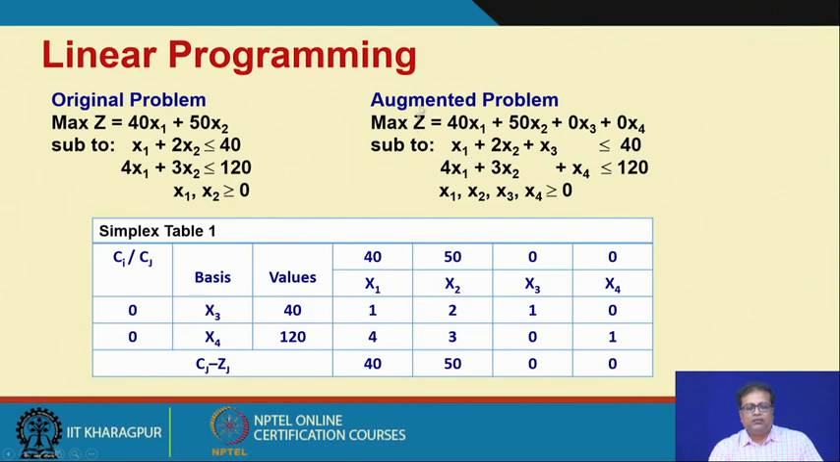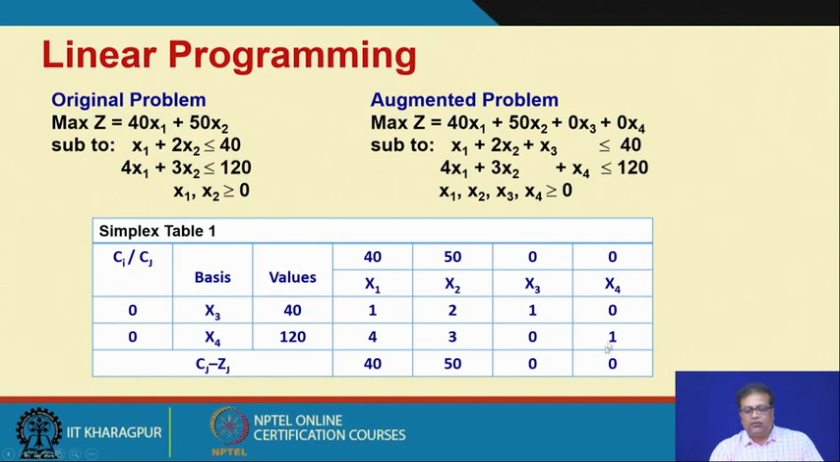So, the augmented problem then: maximize 40 x1 plus 50 x2 plus 0 x3 plus 0 x4, subject to x1 plus 2 x2 plus x3 equal to 40, 4 x1 plus 3 x2 plus x4 equal to 120, and x1, x2, x3, x4 greater than or equal to 0. And then we put x3 and x4, the variables which form a unity matrix. You see, x3 and x4 form a unity matrix, they become the basis, and the values are 40 and 120 that we have there.